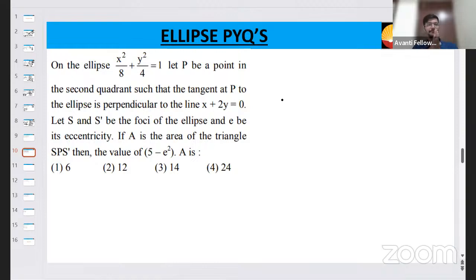On the ellipse, let point P be in the second quadrant, so the tangent at P to the ellipse is perpendicular to the line.